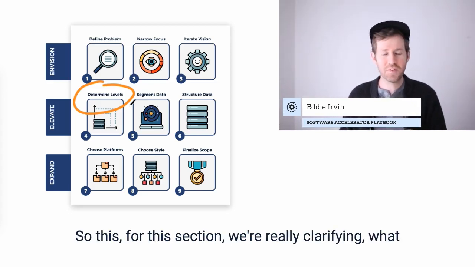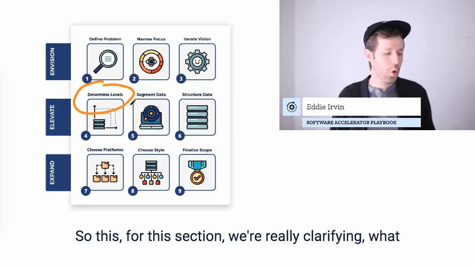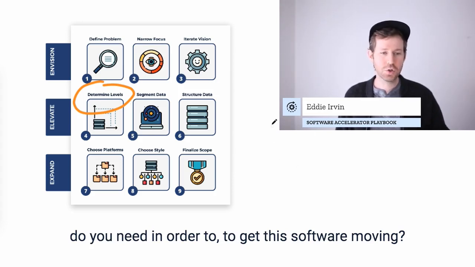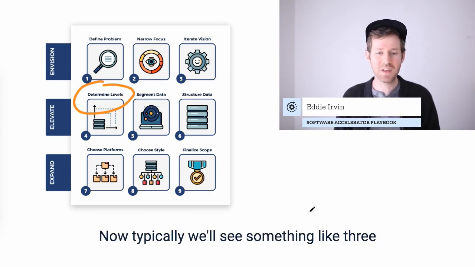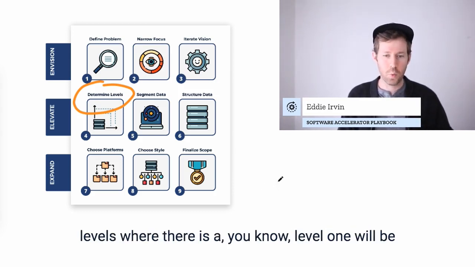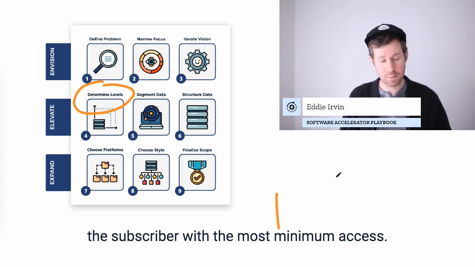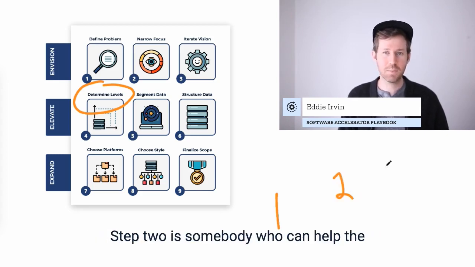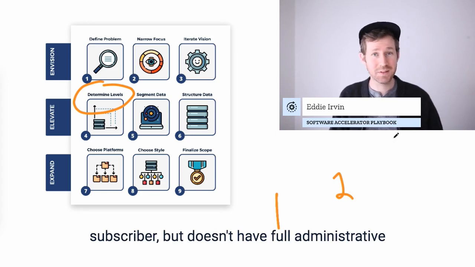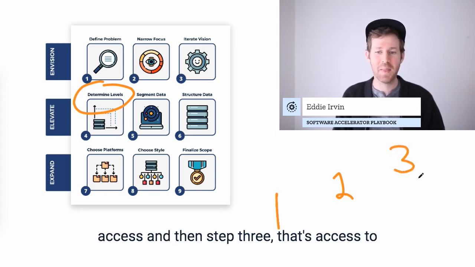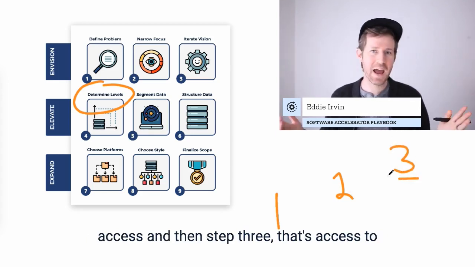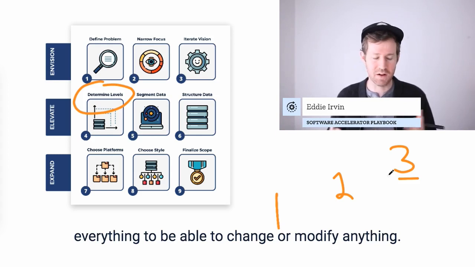So for this section, we're really clarifying what you need in order to get this software moving. Typically we'll see something like 3 levels, where level 1 is the subscriber with the most minimum access. Level 2 is somebody who can help the subscriber but doesn't have full administrative access. And then level 3 has access to everything, to be able to change or modify anything.